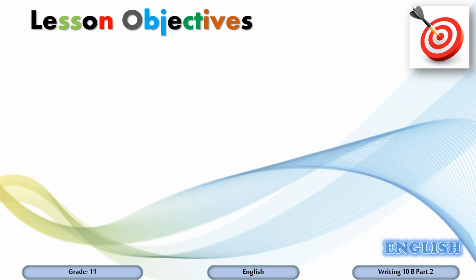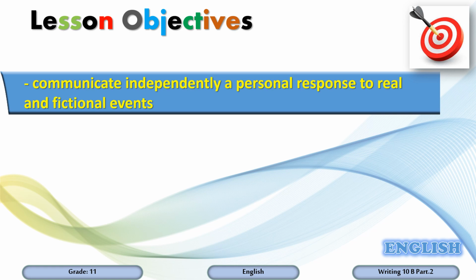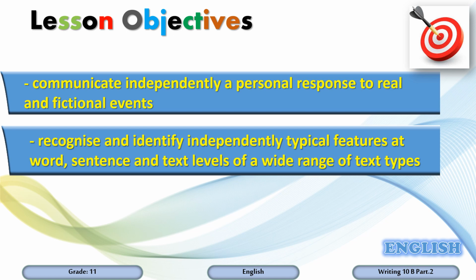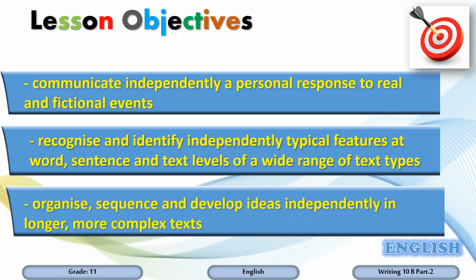Dear students, there are three objectives for our lesson today. 1. Communicate independently a personal response to real and fictional events. 2. Recognize and identify independently typical features at word, sentence, and text levels of a wide range of text types. 3. Organize, sequence, and develop ideas independently in longer and more complex texts.